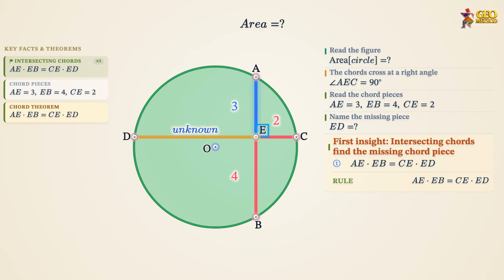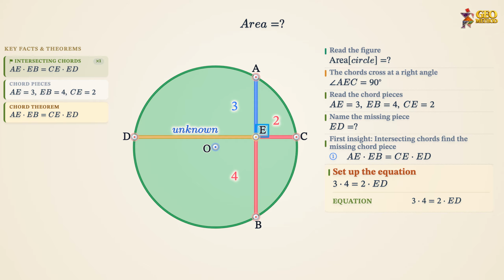Our first insight is this. Intersecting chords find the missing chord piece. Substitute the known lengths into that rule. On the left, segment AE times segment EB is 3 times 4. On the right, segment CE times segment ED is 2 times segment ED.